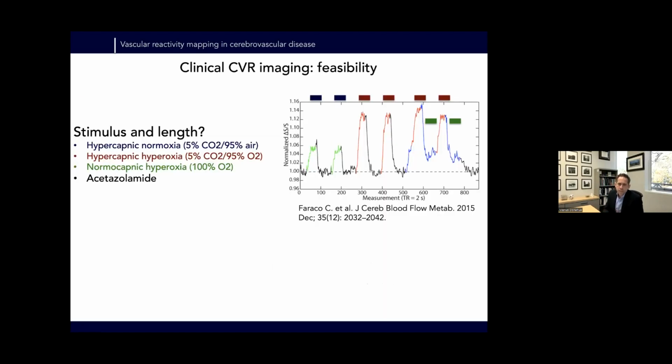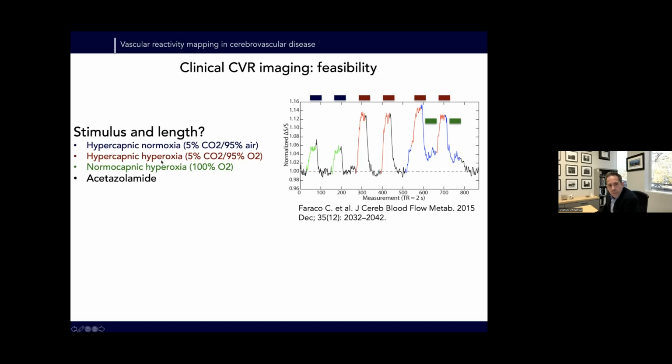So first, you've got to think about in the clinic what sort of stimuli you will use. There's a number of things that are out there. You can do something like hypercapnic normoxia. That's what we mostly do in the research setting. That's where you give like 5% carbon dioxide or so forth, and you mix it with just room air, right? You'll get a signal change generally that's about 2 to 6%, depending on what's going on. So it'll look something like this.